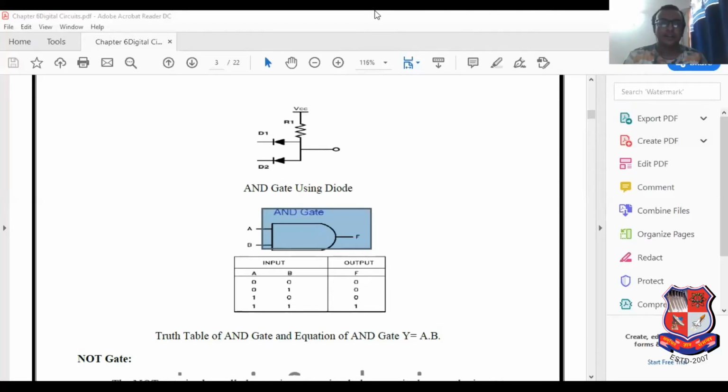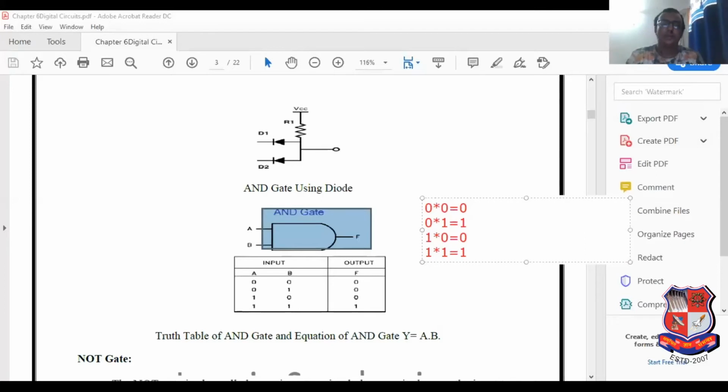Simply say, simply do the multiplication. 0 multiplied by 0 equal to 0. 0 multiplied by 1 equal to 0. 1 multiplied by 0 equal to 0. 1 multiplied by 1 equal to 1. So here we get the symbol of the AND gate.